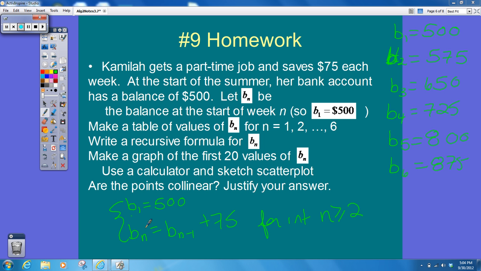This is an initial condition of 500. We have a constant rate of change here, a $75 increase. This should be a constant increase situation. So of course it should be a line because that rate of change is the same.